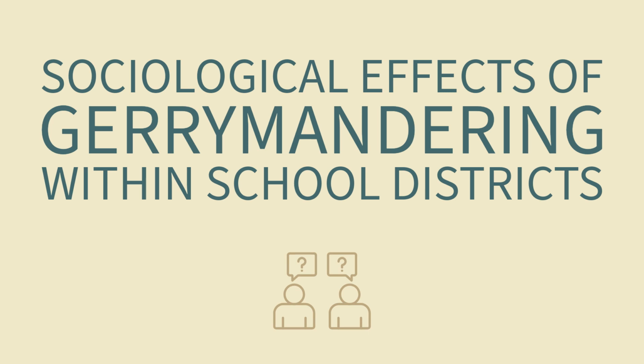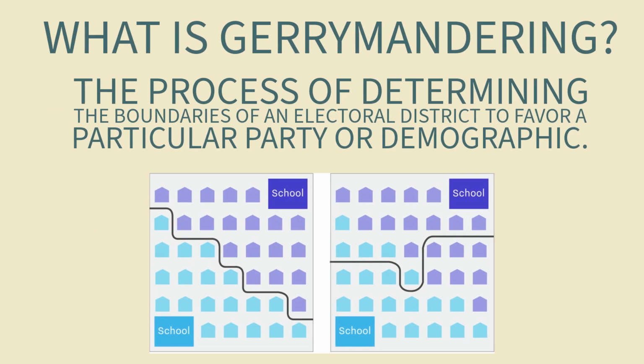Today, we're going to be talking about gerrymandering and its sociological effects on school districts and communities. So, what is gerrymandering? It's the process of determining the boundaries of an electoral district to favor a particular party or demographic. Today, we're going to be discussing the demographic side of it. In this video, we're going to talk about how the boundary lines of school districts can determine the quality of schools and the different resources they're allocated.